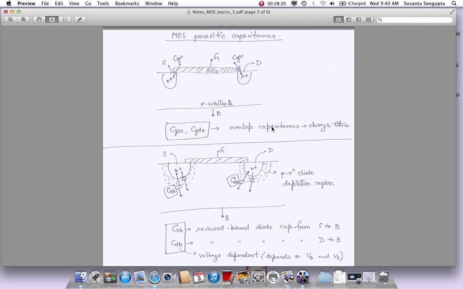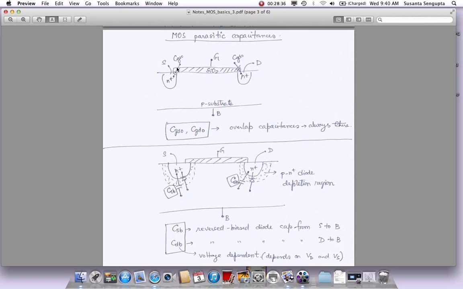So what causes this parasitic capacitance? Where does it come from? Let's try to review them. First, we're going to start with something called overlap capacitances, and they're always there. This is just a limitation of the fabrication process, the technology. You just can't avoid these things.